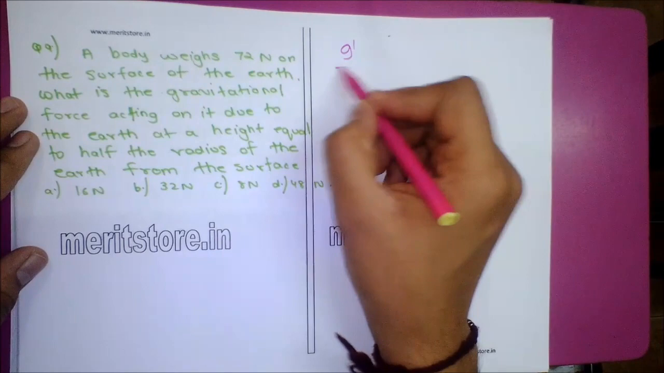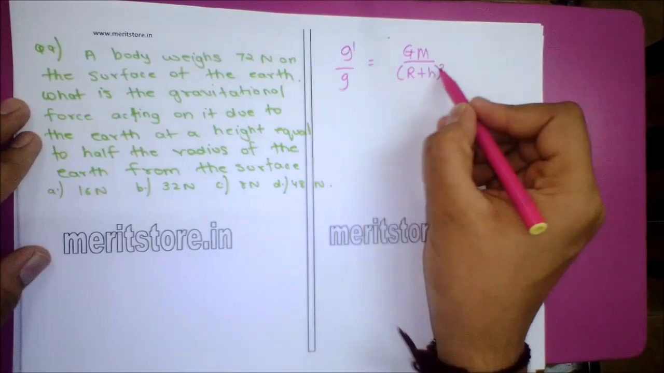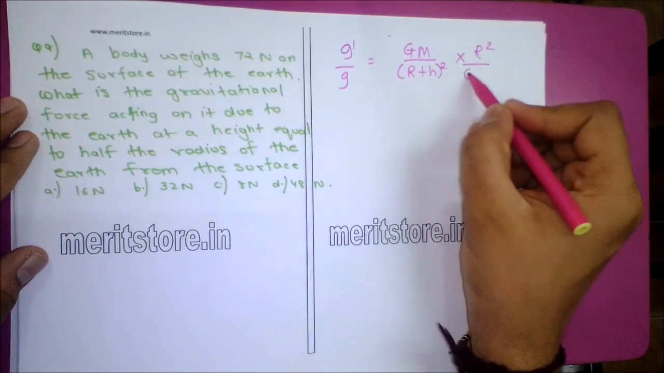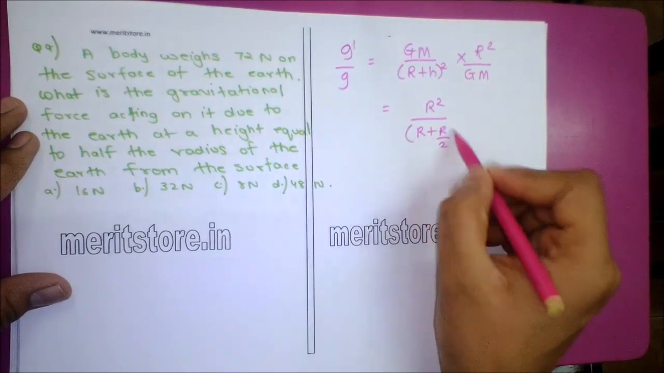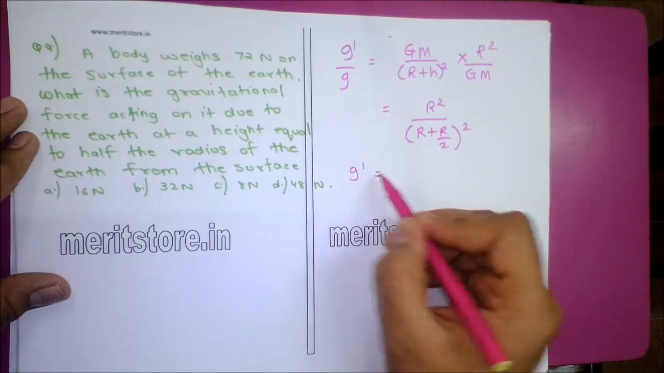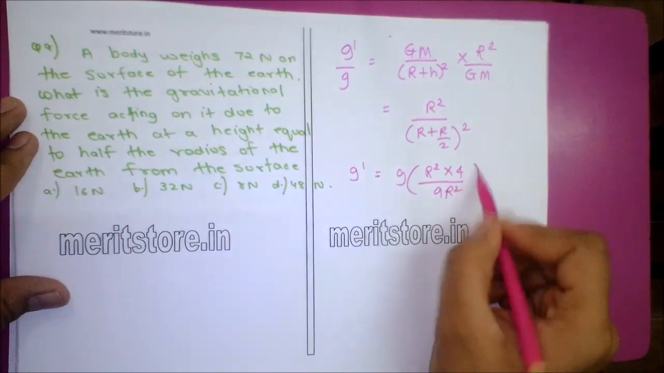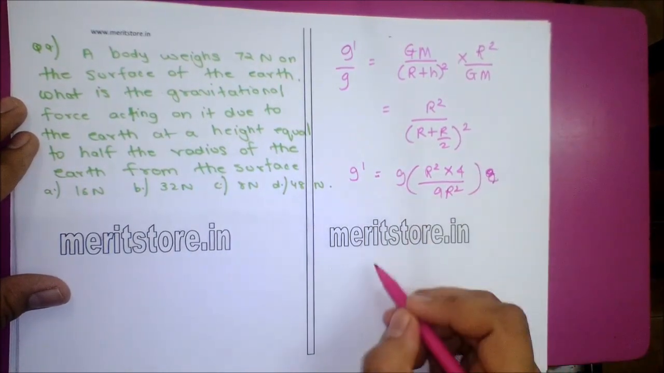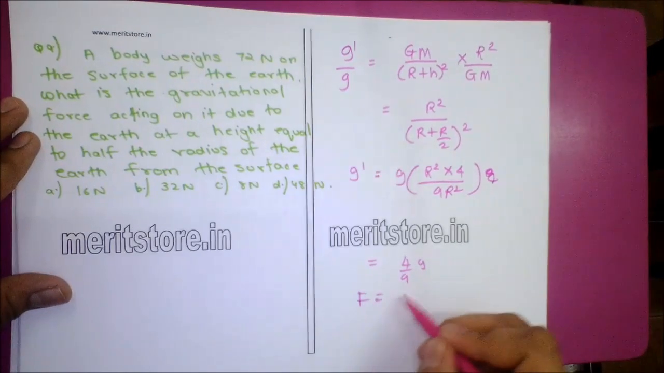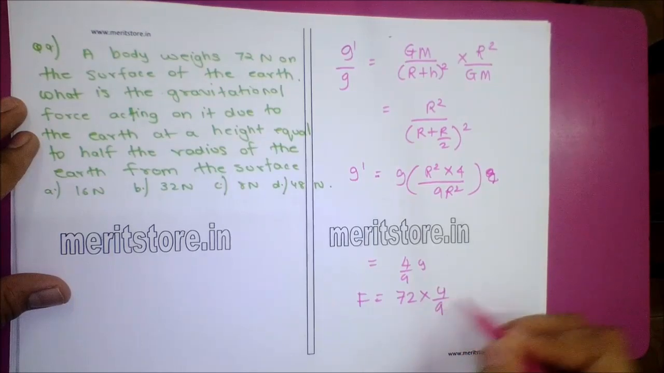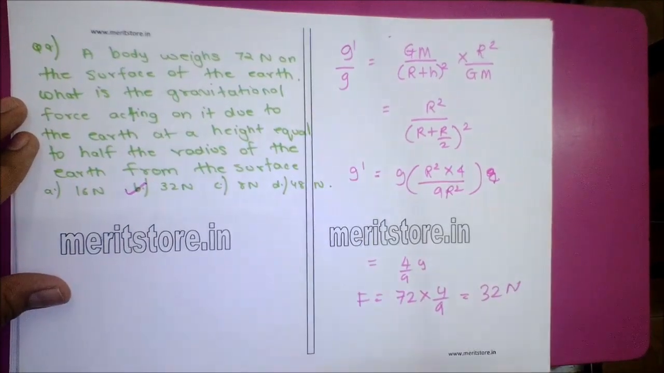So we know g dash upon g is equal to GM upon (R plus h) the whole square into R square upon GM, which on solving we get R square upon (R plus R by 2) the whole square. g dash is equal to g into R square into 4 upon 9 R square, g is already taken away here. So which gives us 4 by 9 g. Force is equal to 72 into 4 by 9, which on solving we get 32 Newton. So option B, 32 Newton is the correct answer.